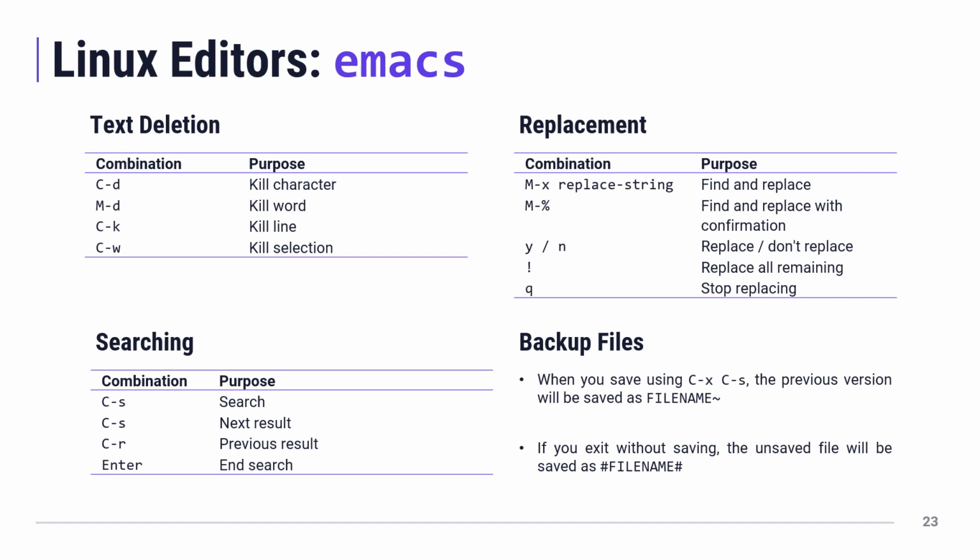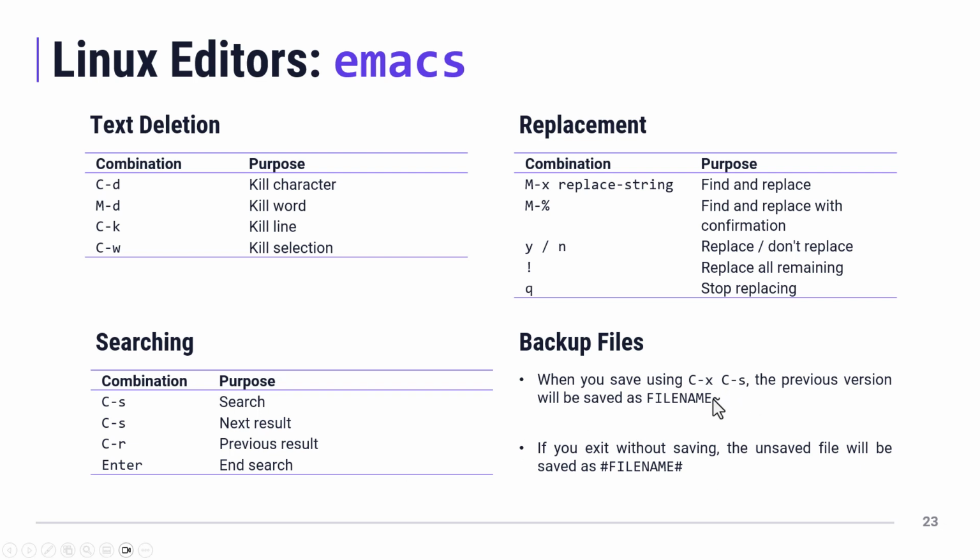So just some differences between Vim and Emacs. If I want to delete a character in Vim, I just press X. If I want to do it in Emacs, I have to hold down Control and press D. So I don't know, to my mind, I find Vim a little bit more straightforward. If I want to delete a word in Vim, it's going to be DW, delete word. If I want to delete a word in Emacs, I have to hold down my Alt key and press D. I guess whatever floats your boat.